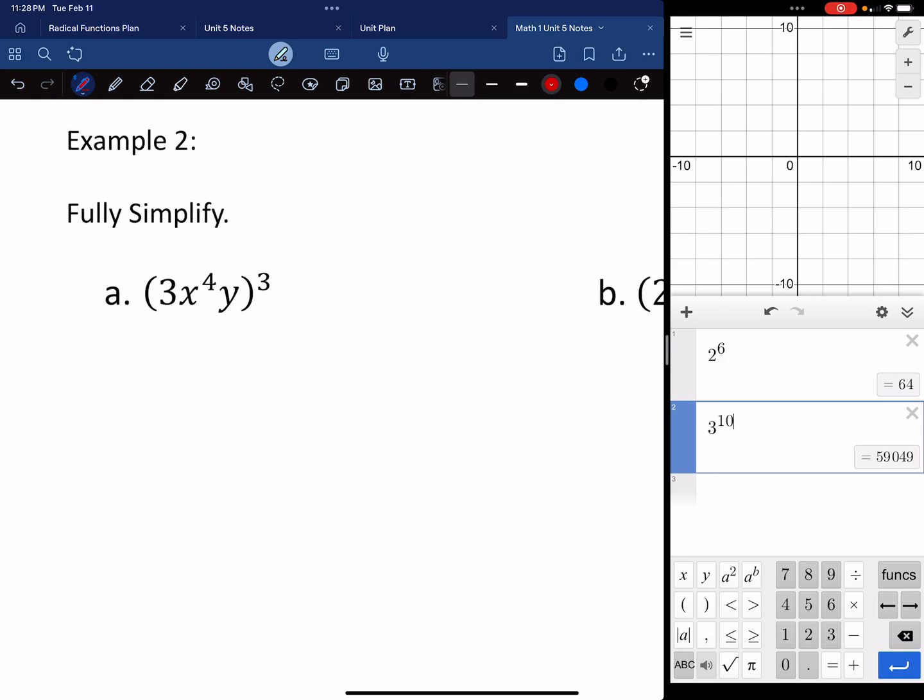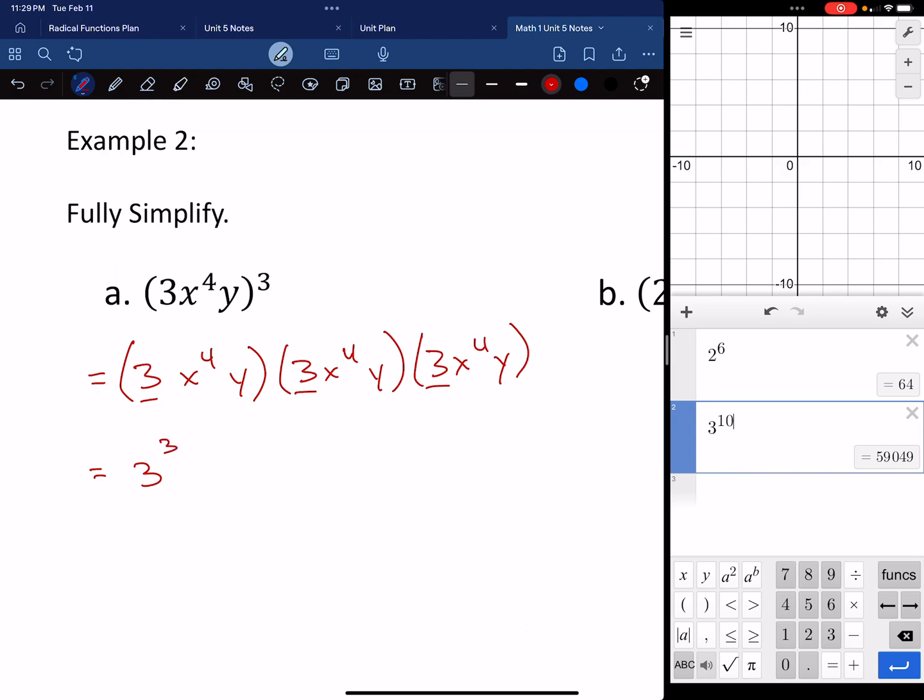We are going to start by expanding this, right? So again, everything inside the parentheses. So inside the parentheses, I have 3 times x to the 4th power times y, times 3. So I'm going to do that with 3 times. And I'm not going to completely expand it. I'm going to start shortening it a little bit. So this is saying I have 3 times itself 3 times. So it'd be 3 to the 3rd power.